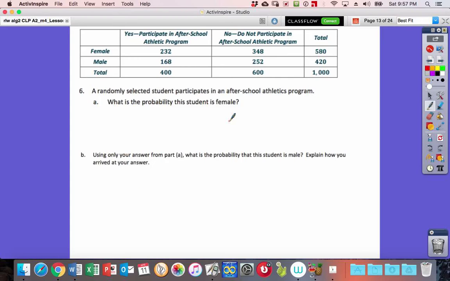Okay, this is Miss Webb, and this is the second half. I still am on the previous table, though. I forgot one question about it. So we're still on the male and female and whether they participate in after-school athletics.